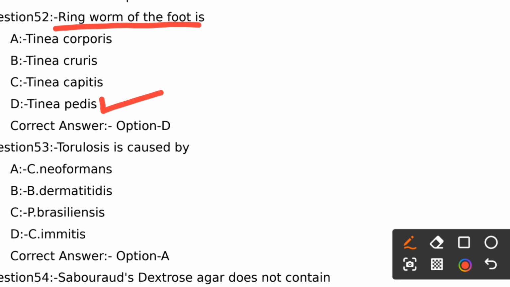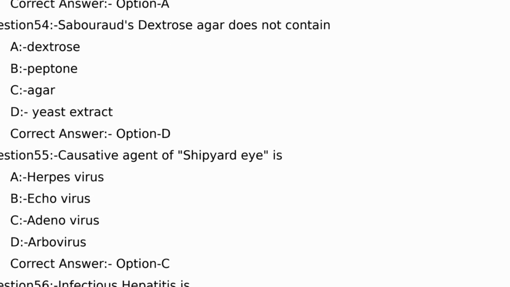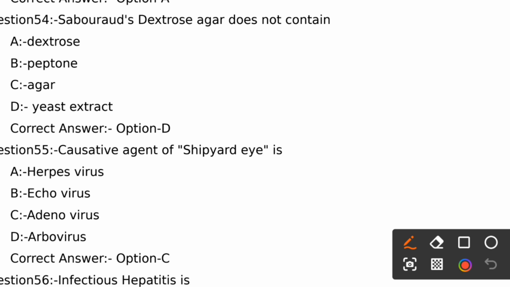Next question. Torulosis is caused by option A Cryptococcus neoformans, option B Blastomyces dermatitidis, option C Paracoccidioides brasiliensis, option D Coccidioides immitis. These questions are taken from mycology. Torulosis is a condition which is caused by a fungus. The answer is Cryptococcus neoformans.